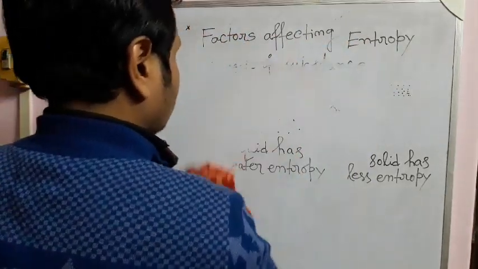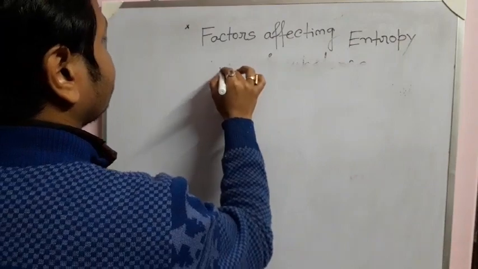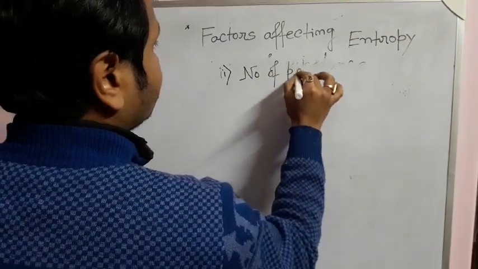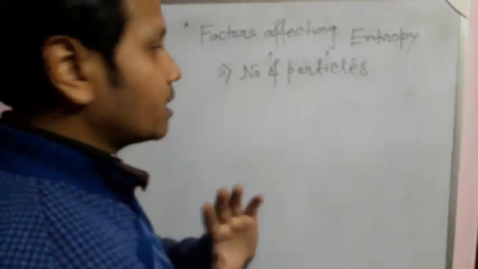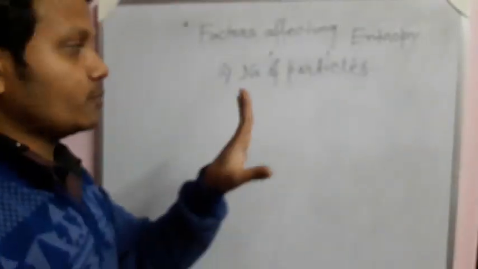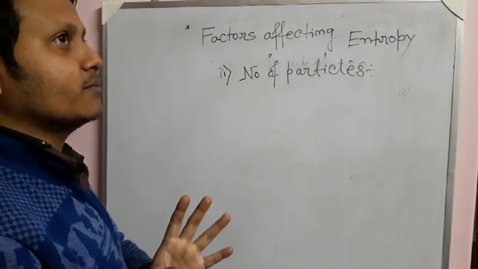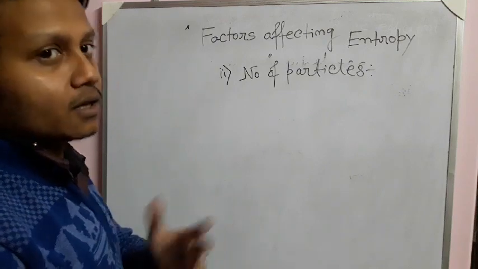Now the second thing that can affect the entropy is the number of particles. What happens if the number of particles increases? We all know that if the number of particles increases, then the chaosness or disorder increases, so entropy increases. Suppose there are 5 particles in a system, and now the particle number is raised from 5 to say 25, then obviously the chaosness or disorder increases, so entropy increases.